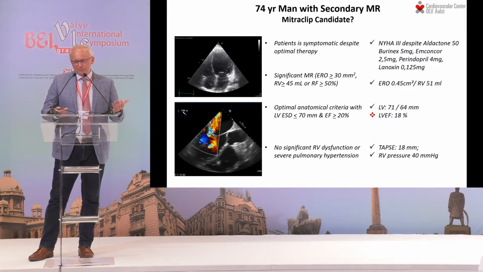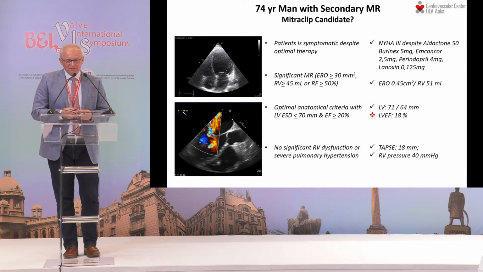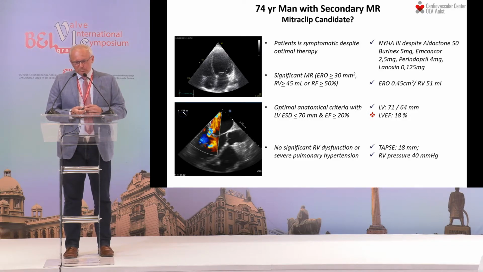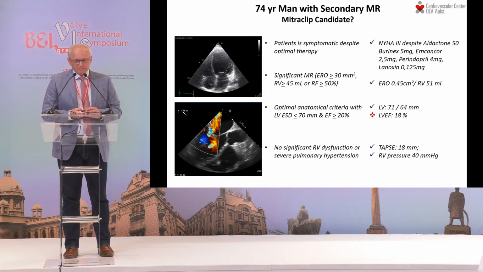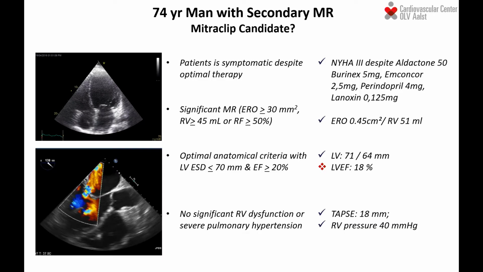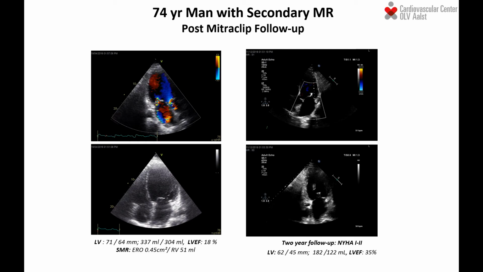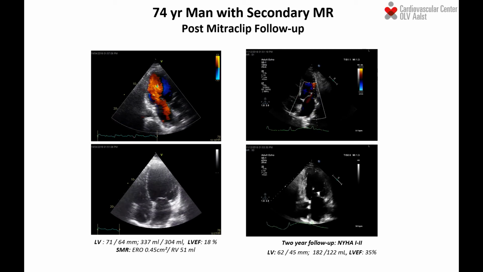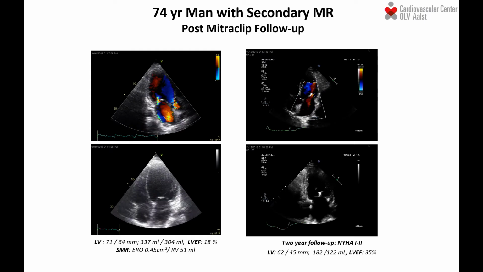And you actually see he was well treated. He was having significant MR. He was quite dilated, but not too dilated. His LV function was actually 18%. And he was still having preserved right ventricular function without major pulmonary hypertension. So of course, at that time we didn't have the COAPT data. The patient underwent intervention, got 2 clips with a very effective reduction of the mitral insufficiency. And at 2-year follow-up, this patient was doing wonderfully. He remodeled, he was better, his function recovered.